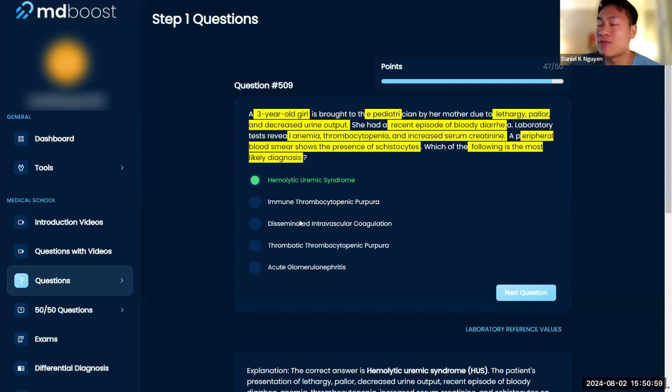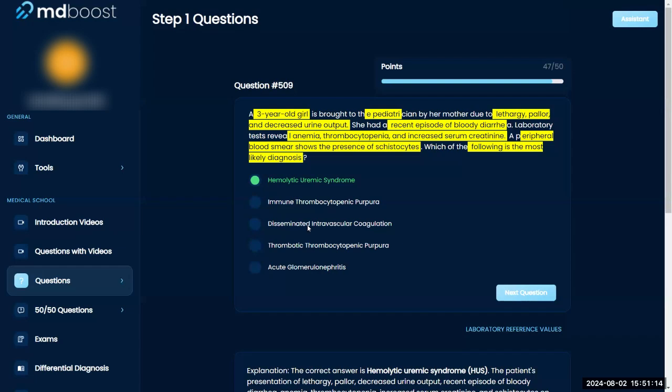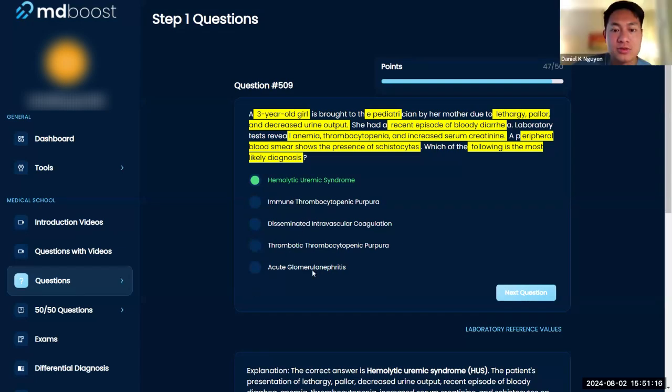DIC is the one where everything's out of whack. All your factors are messed up. Platelets are low, D-dimer is elevated, and I think plasmin might be elevated too. Everything else is off, and you have spontaneous bleeding everywhere, like your IV site, your nose, everywhere's bleeding. And then acute glomerulonephritis is renal, so that's not really going to deal with this.